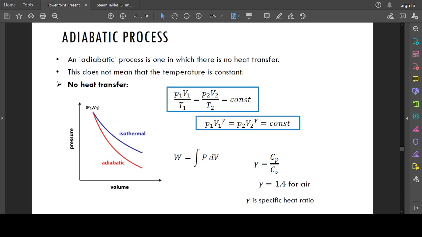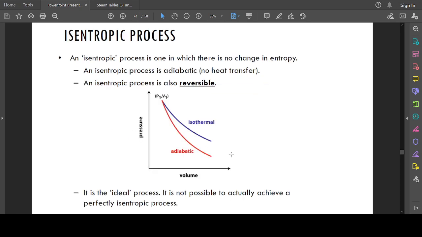Now, for a system to move from isothermal to adiabatic, on a PV diagram, there has to be a certain amount of work done on that system to achieve this. That is given as the integral of the pressure and the change in the volume.